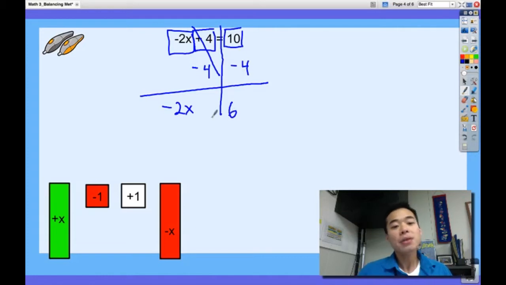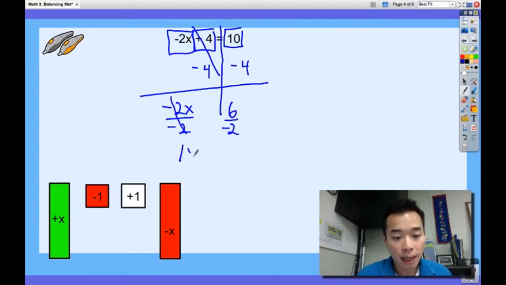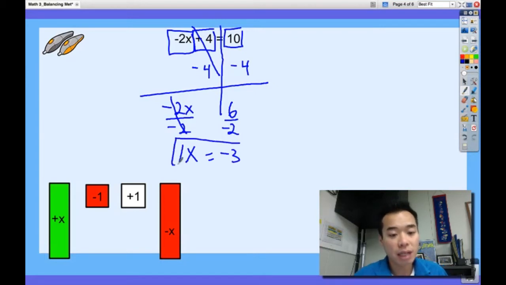Now, what can I do to negative 2x to make that a positive x? Since this is multiplying by negative 2, the opposite of that, kind of like the do-undo table, is dividing by negative 2. So I'm going to divide both sides by negative 2. This becomes a positive 1x, or just x, is equal to 6 divided by negative 2, which is negative 3. And there's my answer. Each of these x's is negative 3.